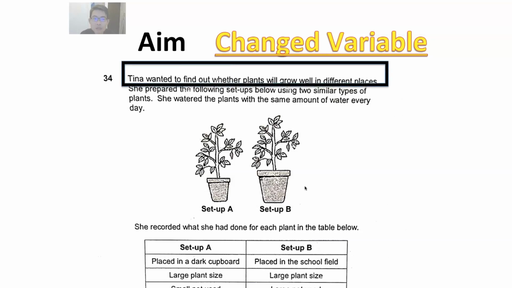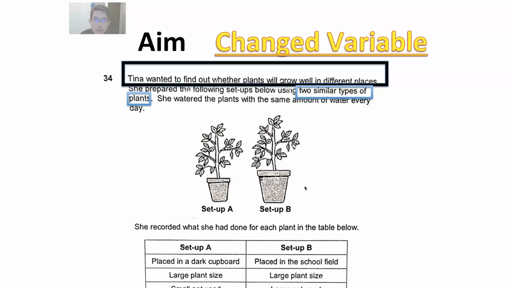For example, Tina wanted to find out whether plants will grow well in different places. That already tells you this is Tina's aim. Okay, but let's be more specific and go into what is a changed variable inside. By pairing up this identification of aim and change variable, it will help you understand the question so much more.